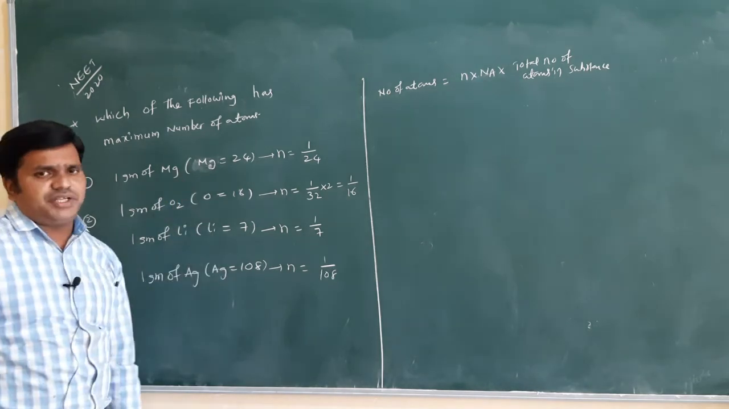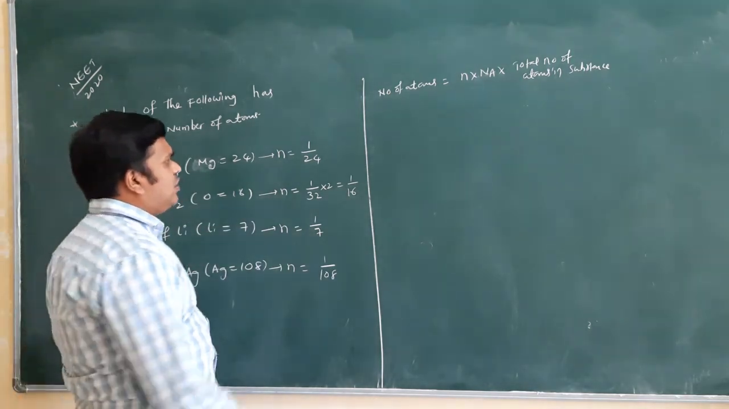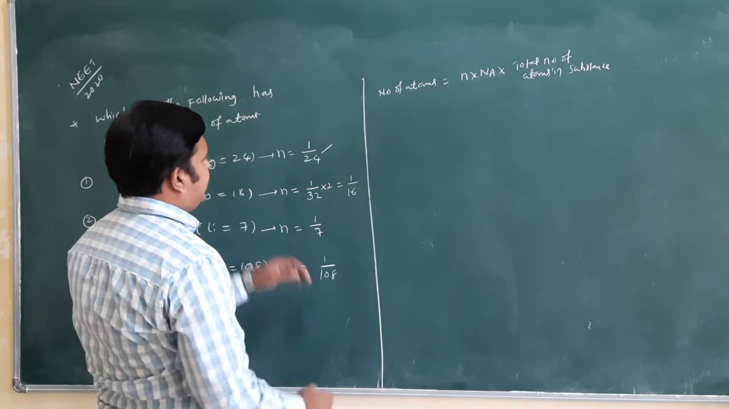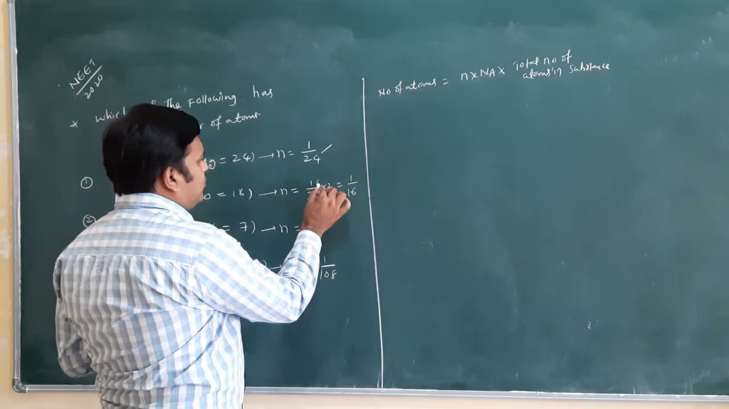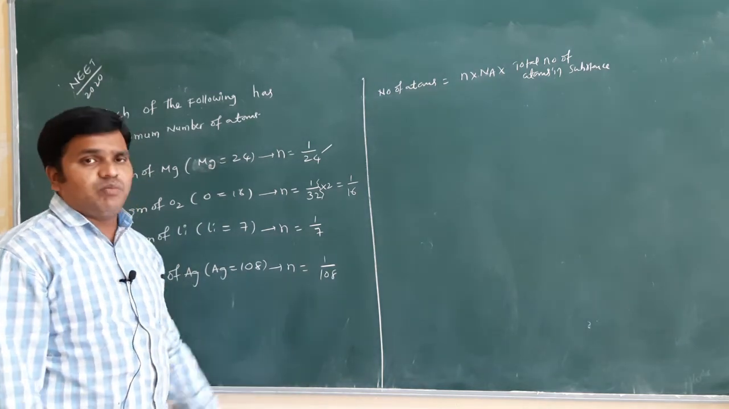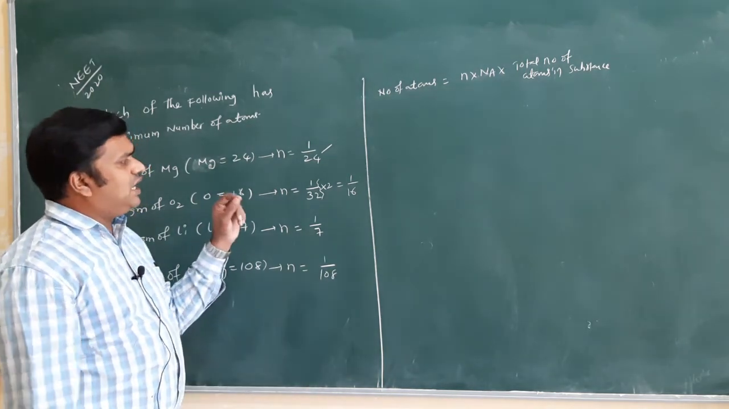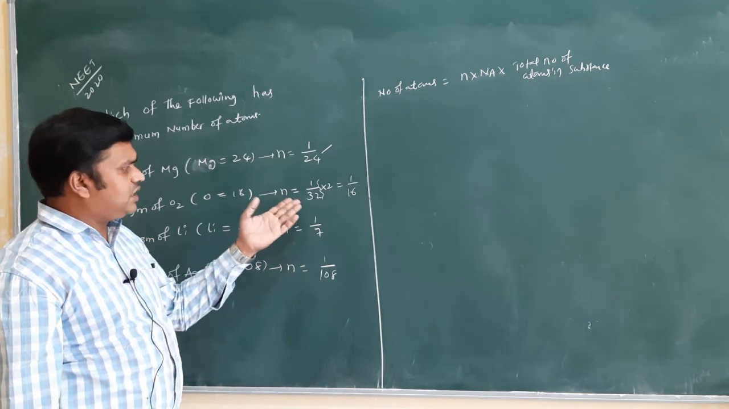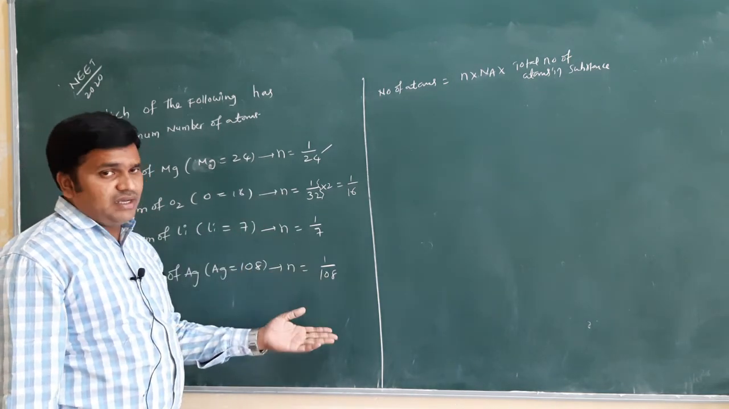Then magnesium: if you are finding the number of moles, 1 by 24 you got here. Or you can take this one; if you do not cancel, you can take 1 by 32. And 1 by 7 you can take. And 1 by 108 only. If you observe the denominator values here: 24, 32, 7 and 108 only.